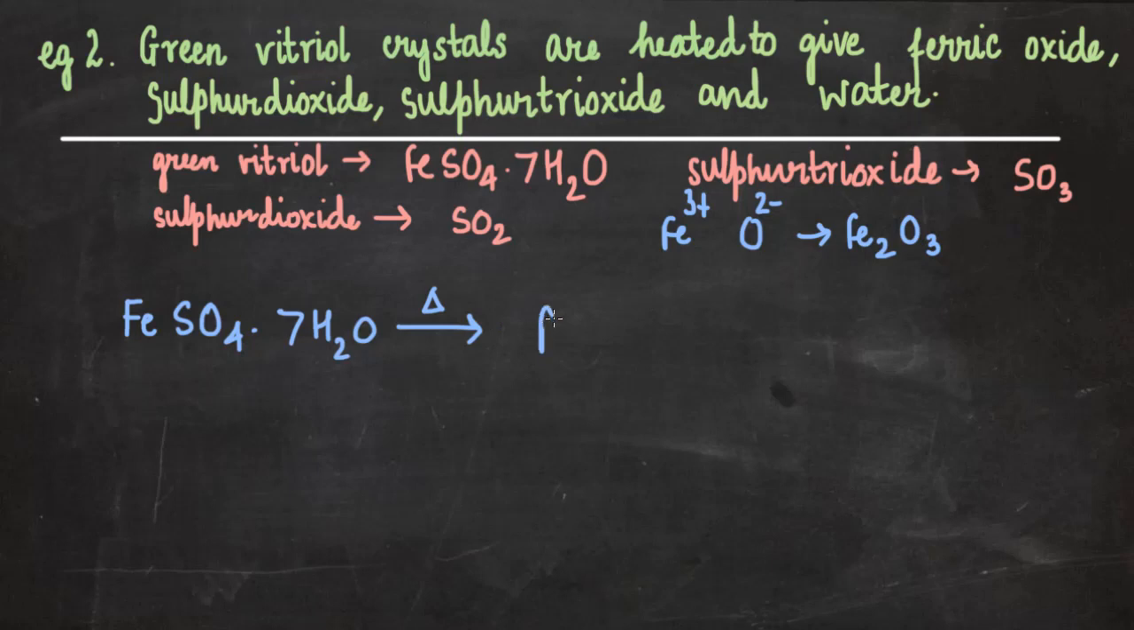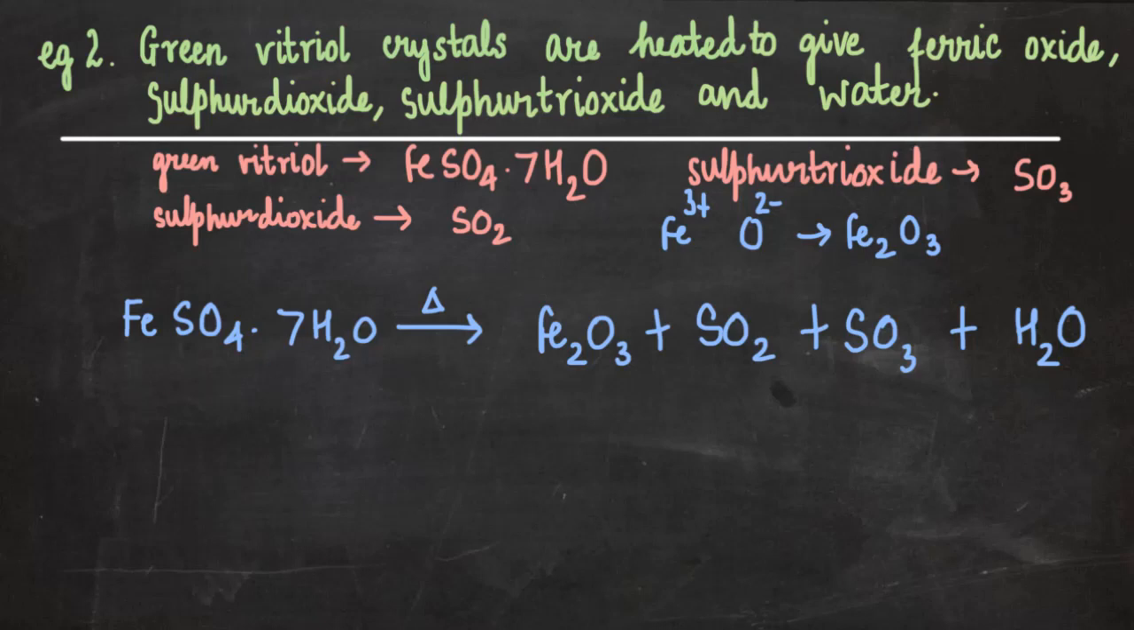So we get ferric oxide plus sulfur dioxide, which is SO2 because it's dioxide. Similarly, sulfur trioxide will be SO3 and we also get some water, H2O. Let's try to balance this equation. The first step would be to write the states. So these are crystals, solid. This is again a powder, which is solid. And both of these are gases and water would be liquid.